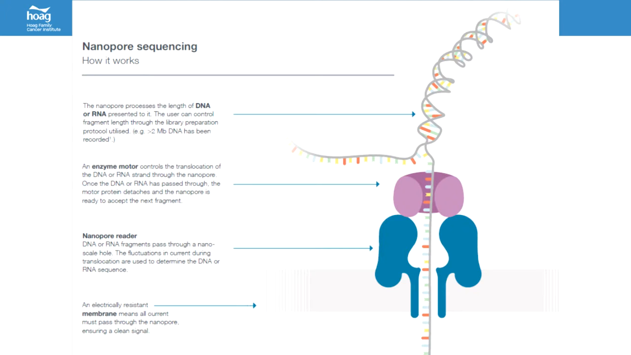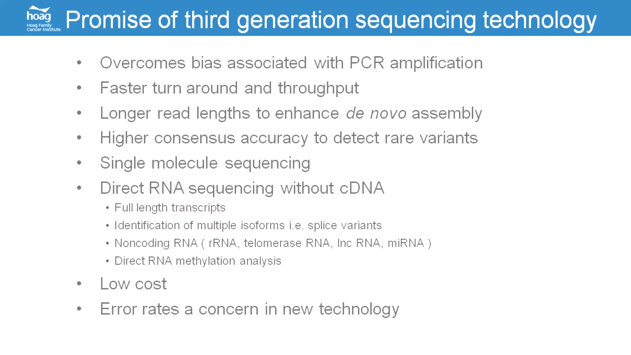You denature the DNA, and it goes through a little enzyme motor that pushes it through this tiny pore. An electrical current is run off that, and it basically shears off each base pair as it goes through. Based on the electrical signal that's generated, they can deduce whether it's a C, an A, a T, or a G. So it's reading, but this can read very long fragments of DNA, and it's not based on synthesis. So it overcomes some of the bias that can be associated with PCR amplification.